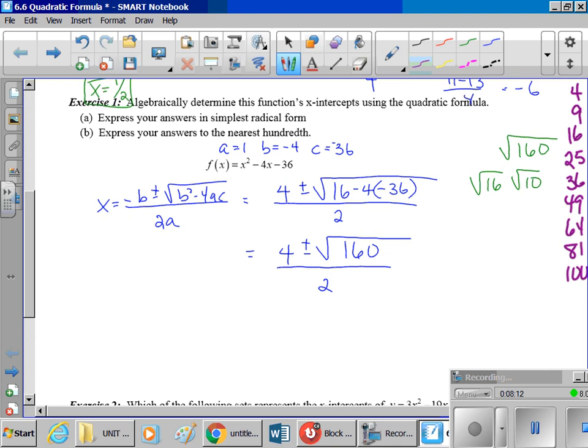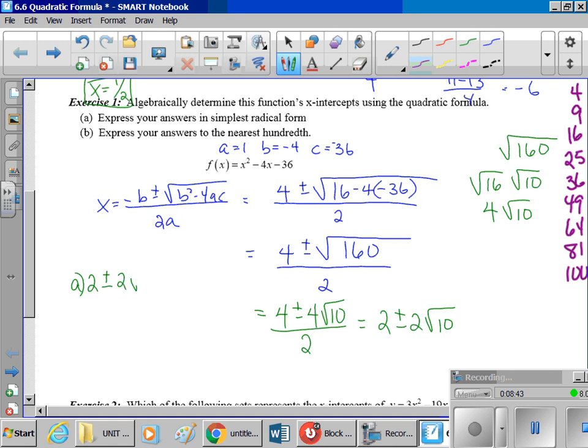So if I could, I might try and take out a bigger number. But I'm going to get 4 rad 10 here to simplify it. So I'm going to rewrite this as 4 plus or minus 4 rad 10 over 2. And of course, when you divide by 2, everything gets divided by 2. So I have 2 plus or minus 2 rad 10 is my answer to part A. There's my simplest radical form.